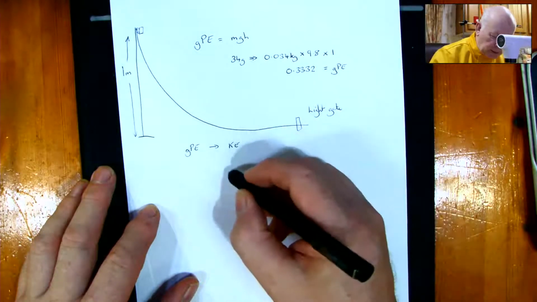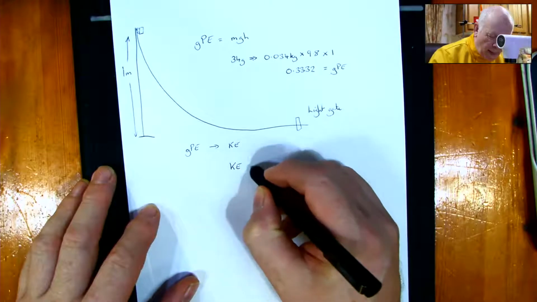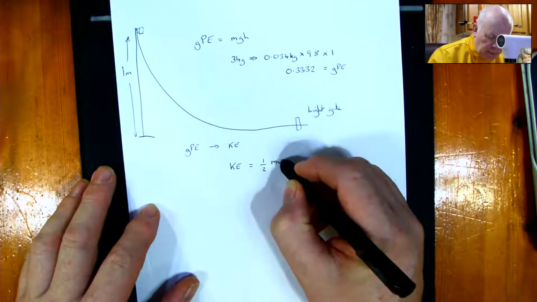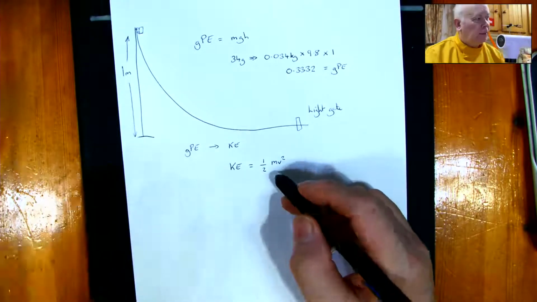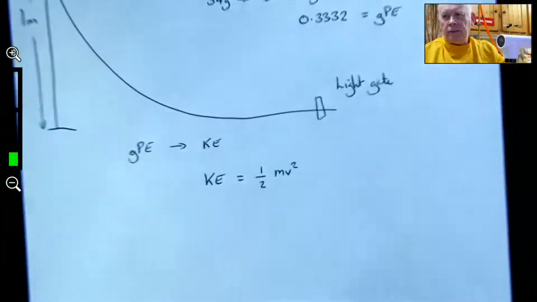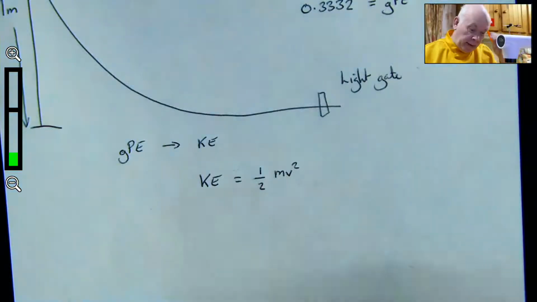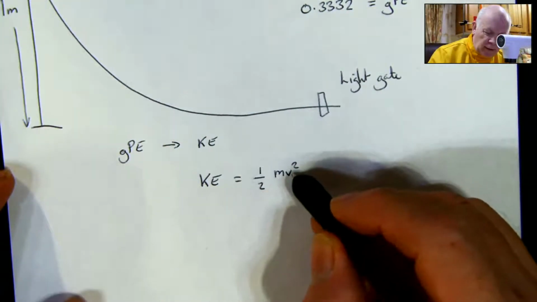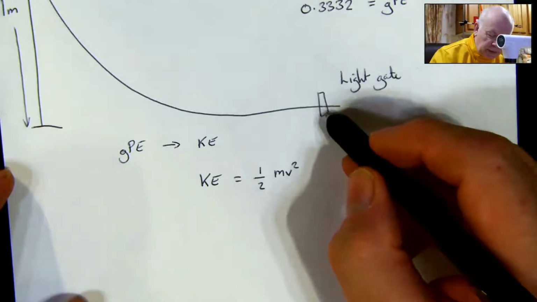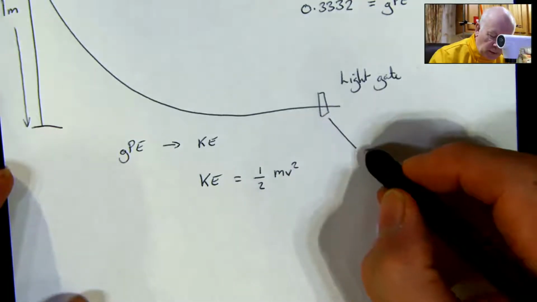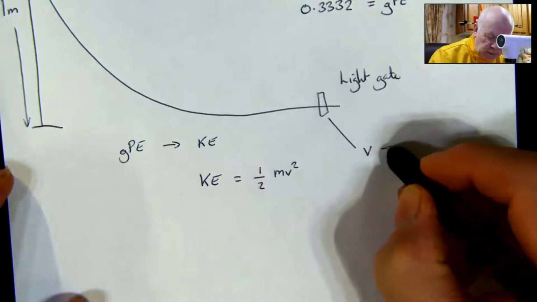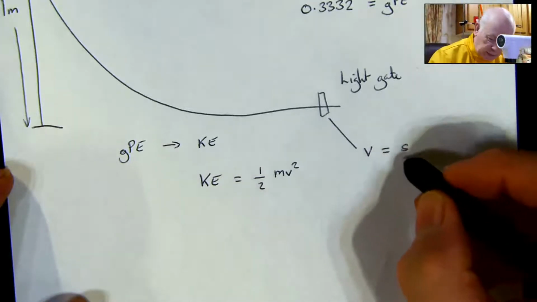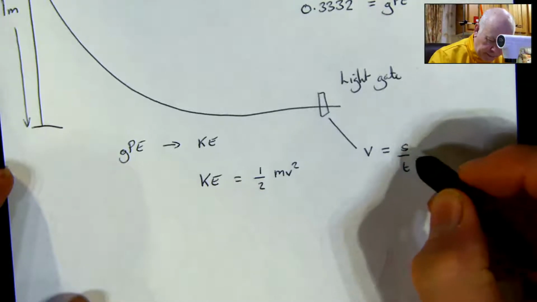So we know that kinetic energy equals 1/2 mv squared. Zoom in a little bit for you. Now, if I know that K is 1/2 mv squared, what I can do is calculate the velocity. The velocity equals the distance, and they use the letter s here, over time.